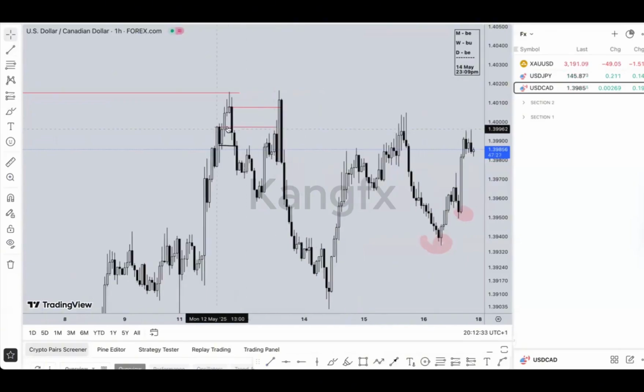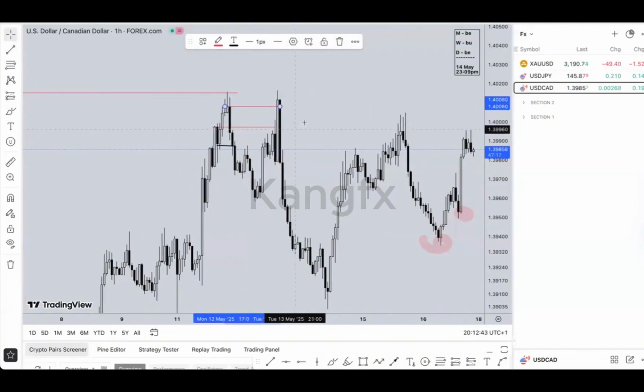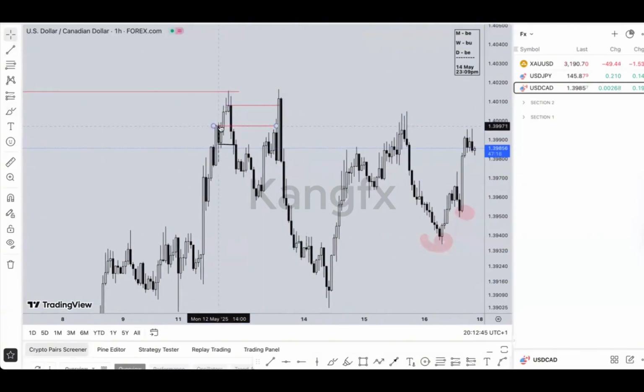Now, this QM is not as strong as this support and resistance level. QM is not as strong as support and resistance level. But why do I include the QM? Because sometimes 20% or 30% of the time, the market might decide to use the QM. So I don't want to miss out when the market is using the QM. That's why I added the QM.